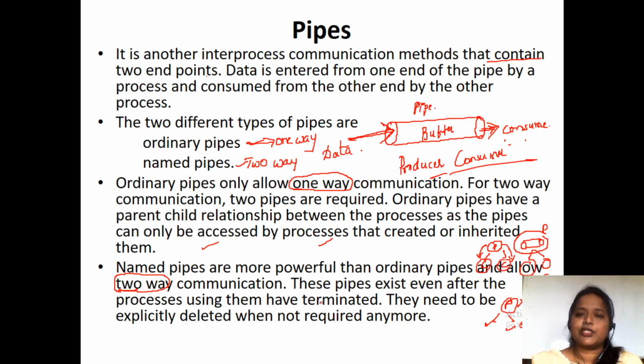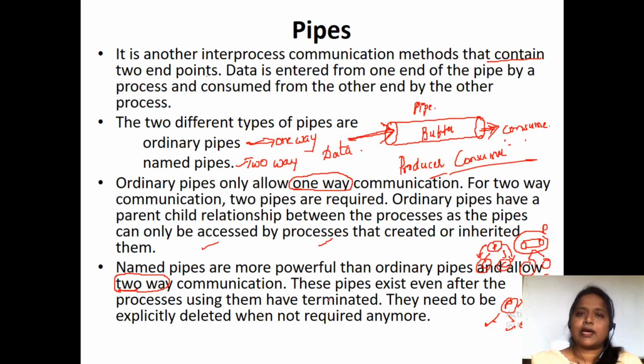The relationship in ordinary pipes is a parent-child relationship. Why? Because the child will inherit all the properties of a parent. But the drawback here is that it is one-way communication. If you want two-way communication, we have to make use of two pipes. So that is ordinary pipes.